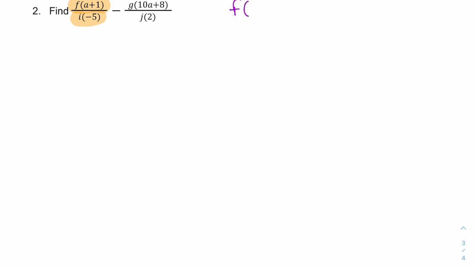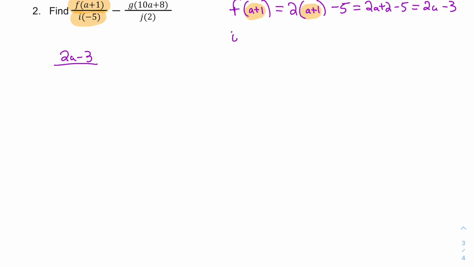Our f function tells us to put in a plus 1 for x, multiply by 2, and subtract 5. So this becomes 2a plus 2 minus 5 equals 2a minus 3. So when I put in a plus 1 to my f function, I get out 2a minus 3. That is my numerator. My denominator is going to be I of negative 5.